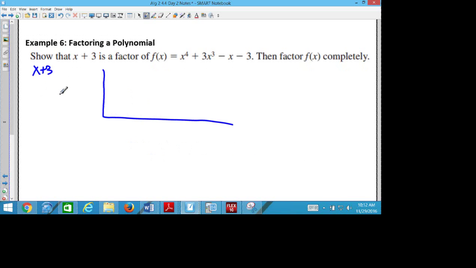So x plus 3 is 0. What number is going to go right here? -3. So it's always the opposite number that's going right there. And then our coefficients will have a 1, a 3, a 0, then a -1, then a -3. If you forget that 0, you're not going to get it right. We have to show that this is a factor.